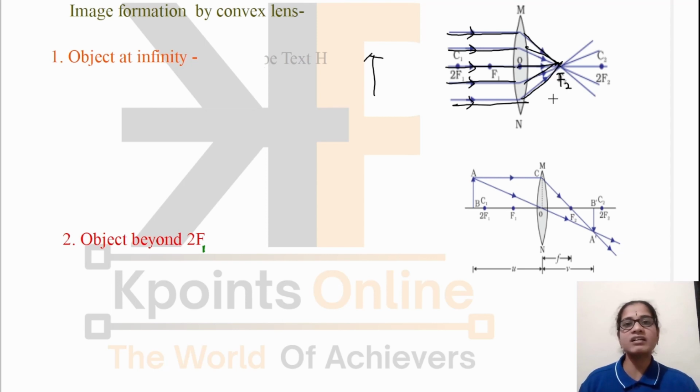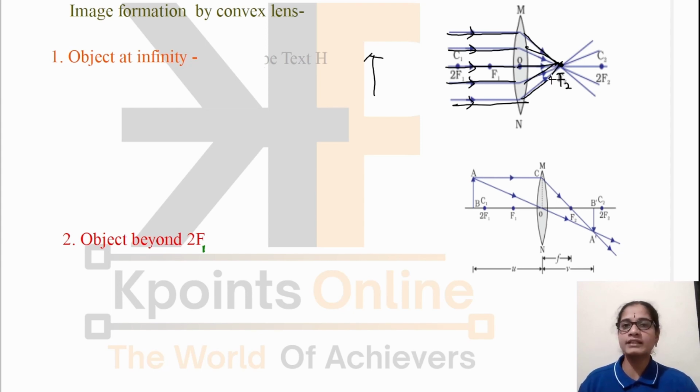Whenever the parallel rays are falling on this convex lens, how is this image? It is point sized. It is highly diminished. You can see here, this is the point sized image formed, and it is highly diminished. What is the nature of the image?